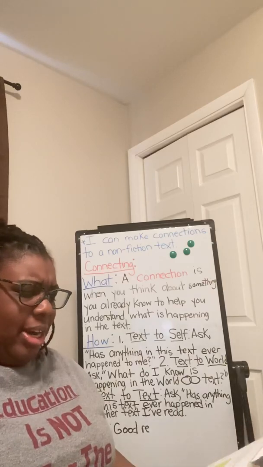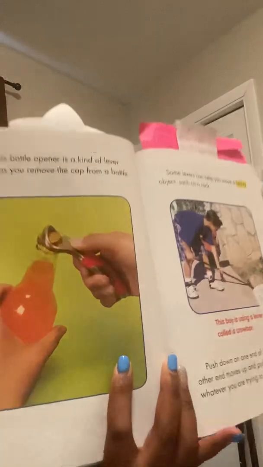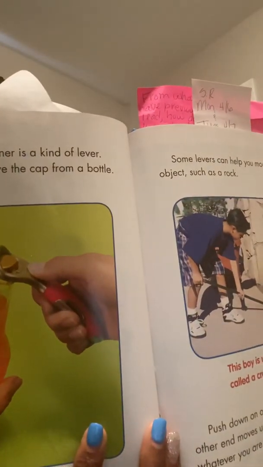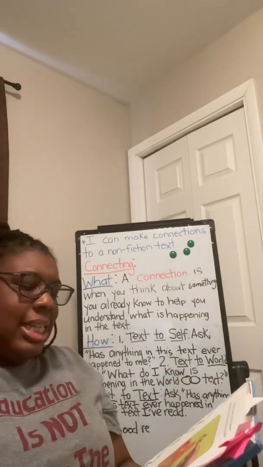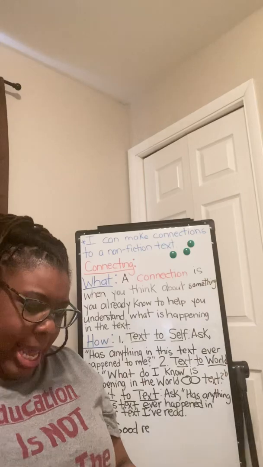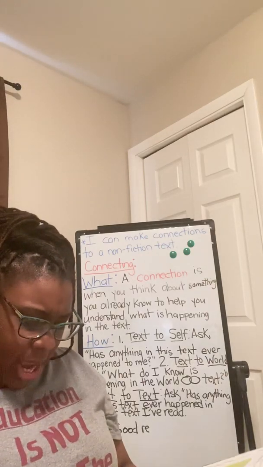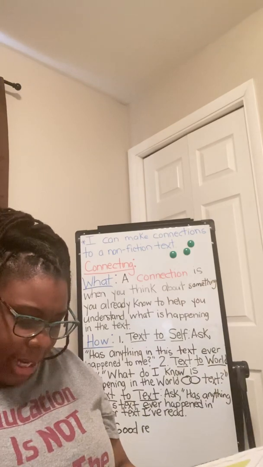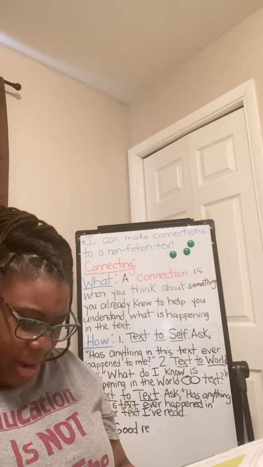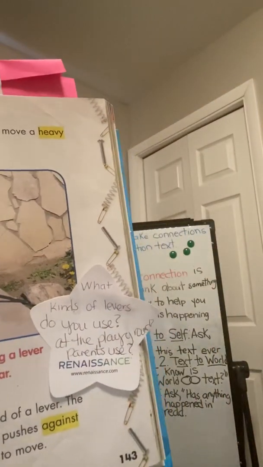This bottle opener is a kind of lever. It helps you remove the cap from a bottle. Some levers can help you move a heavy object such as a rock. This boy is using a lever called a crowbar. Push down on one end of a lever, the other end moves up and pushes against whatever you are trying to move. What kind of levers do you use, Ocean Room?